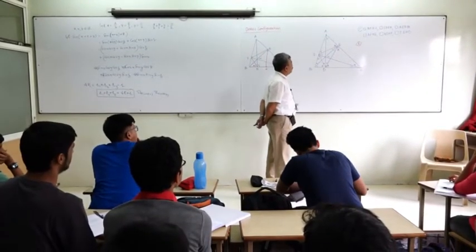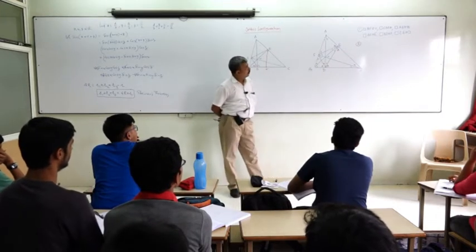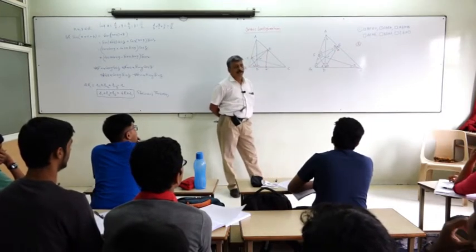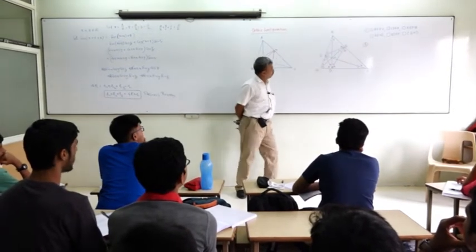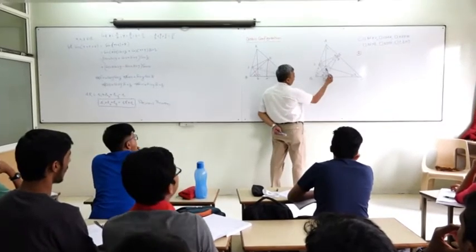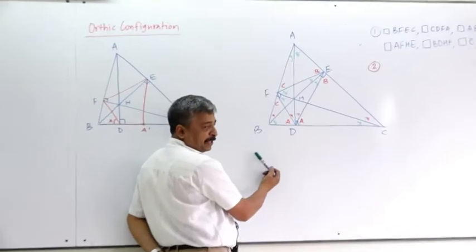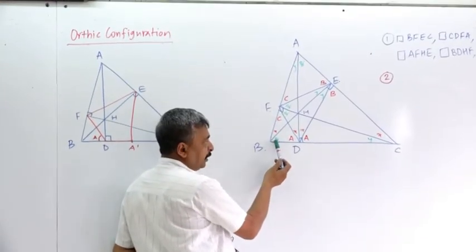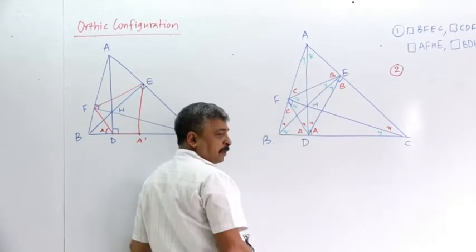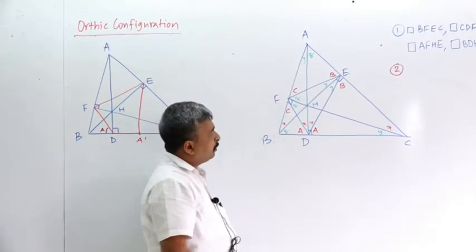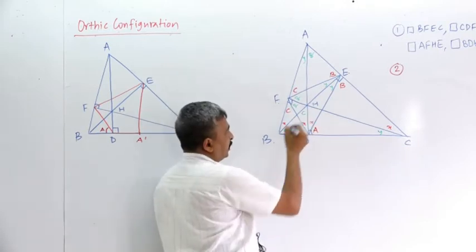Now, how much is x plus y plus z? How much is small x plus small y plus z? 90. So, if I now consider this triangle HBD, this HDB is 90. This is Z. Therefore, how much should this be? x plus y. But x plus y is C. Therefore, this angle should be C.